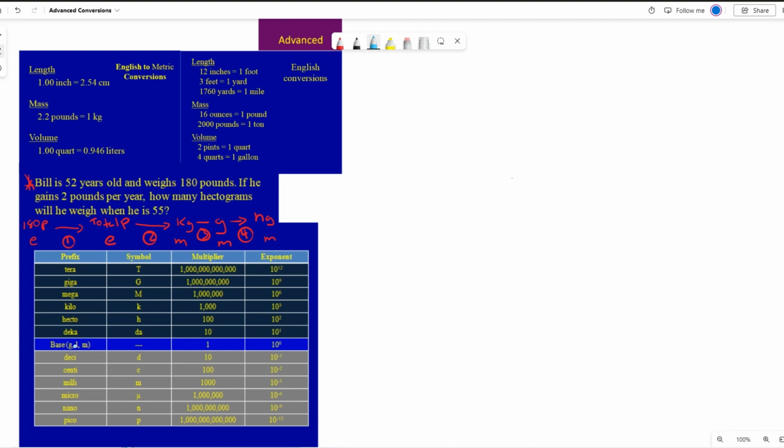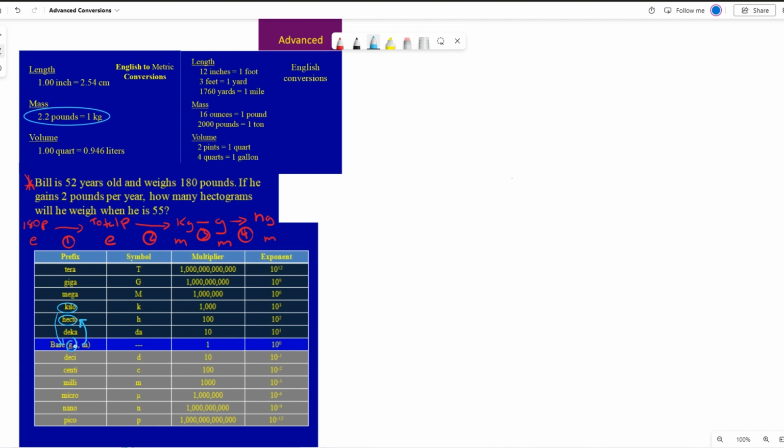The conversions that we're going to be using are pounds to kilograms, so I'll circle that one up there. Then we're going to be going from kilograms to grams. Okay, so we'll be doing that. And then we'll be going from grams to hectograms. Those are the conversion factors that we're going to use, and these are the steps that we're going to use to solve the problem.